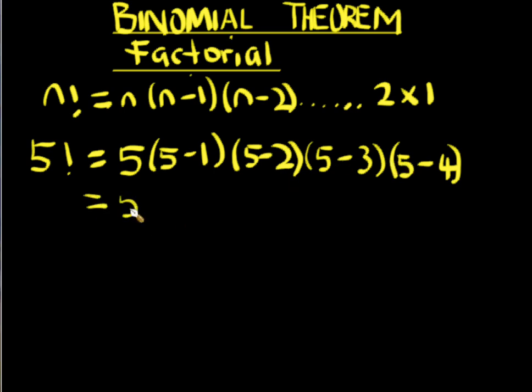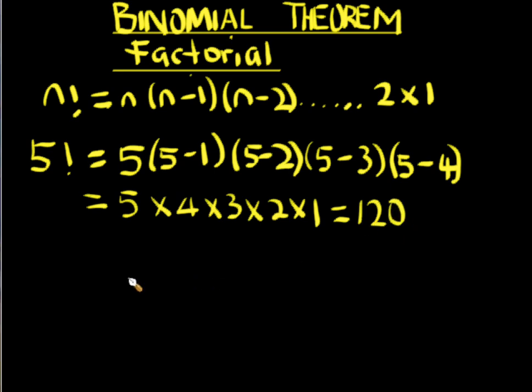This gives us 5. The difference 5 minus 1 gives us 4, 5 minus 2 gives us 3, 5 minus 3 gives us 2, and 5 minus 4 gives us 1. So in the end, we have 5 times 4 times 3 times 2 times 1. You notice that that is a decreasing order, right? 5 times 4 gives us 20, 20 times 3 gives us 60, 60 times 2 gives us 120, and 120 times 1 gives us the very same 120. That is clear, right? Let's play with 4 factorial and let's see what it gives us.